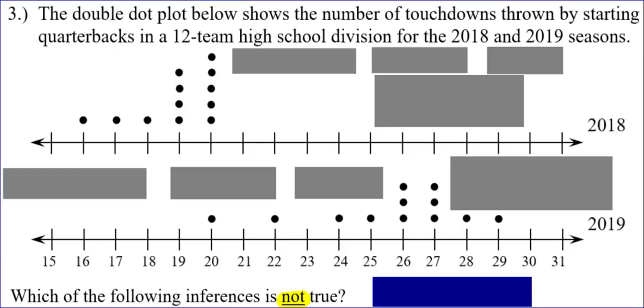All right, next page. Let's look at some dot plots. Number 3, the dot plot below shows the number of touchdowns thrown by starting quarterbacks in a 12-team high school division for the 2018 and 2019 seasons.